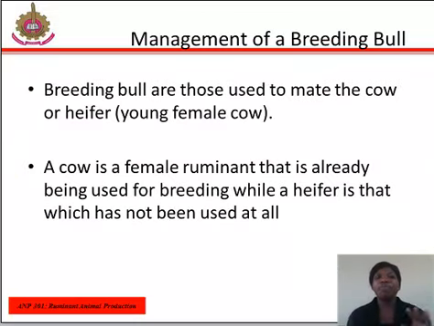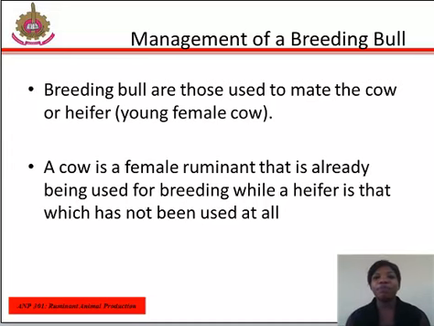Management of a breeding bull. Breeding bulls are those used to mate the cow or young female cow. The following measures for effective management of breeding bulls should be taken into consideration. They should be kept alone in a pen to prevent indiscriminate mating. Secondly, the bull must not be used more than twice a week to prevent being overused, and the frequency drops as the bull ages. When used on pasture, a mating ratio of 1 to 10 is recommended, that is 1 bull to 10 cows.